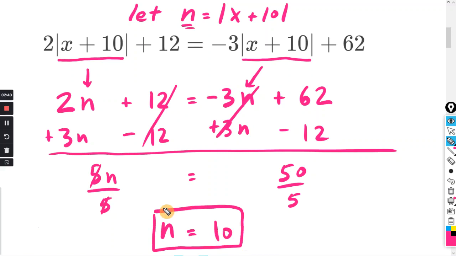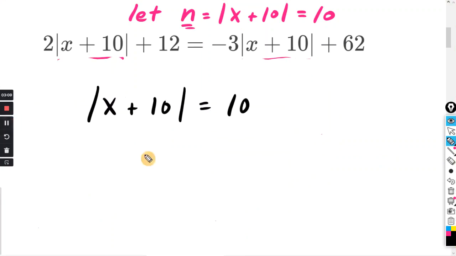Now, that is not the final answer. Okay, remember, we're solving for x. We just subbed in n in place of absolute value of x plus 10. So since n equals 10, this right here is going to equal 10. All right. So finally, we have to solve this. I'm going to erase this stuff. All right. Absolute value of x plus 10 equals 10.